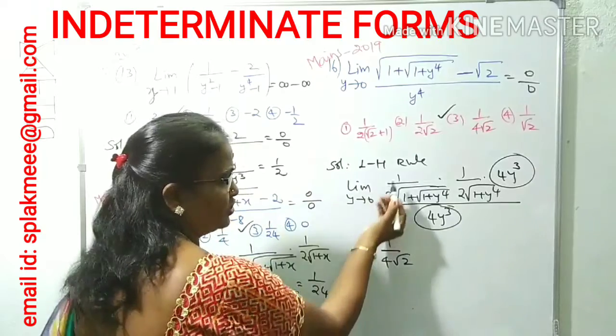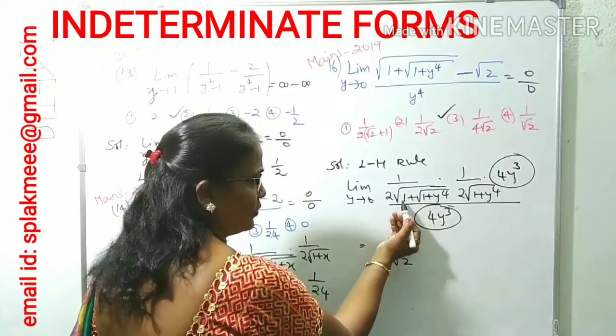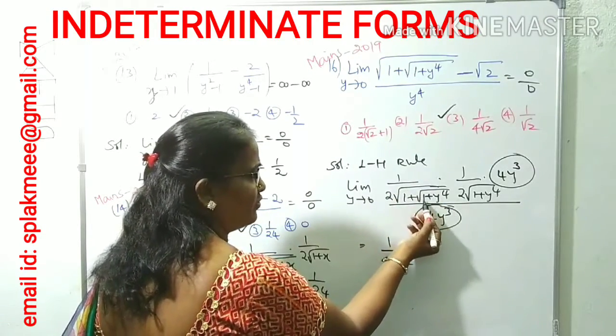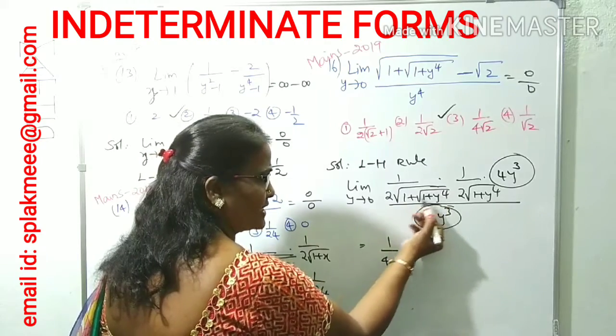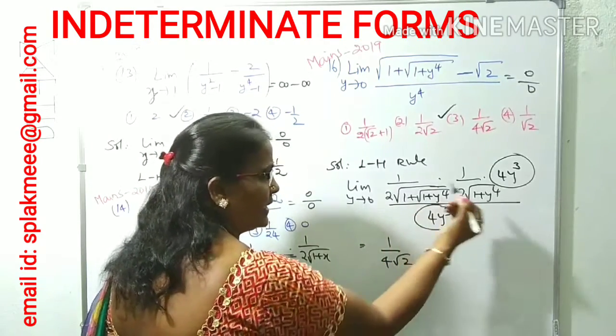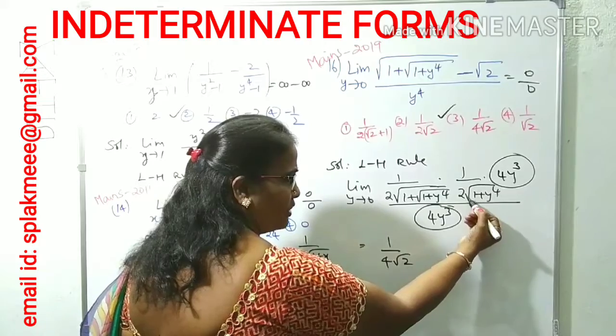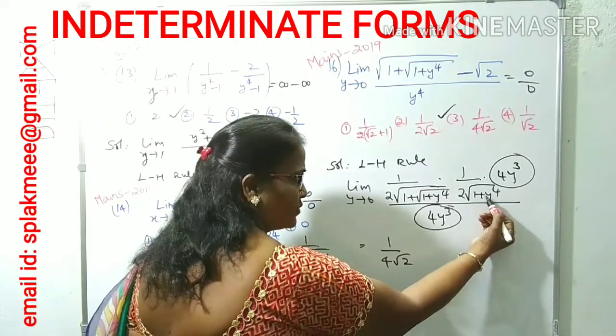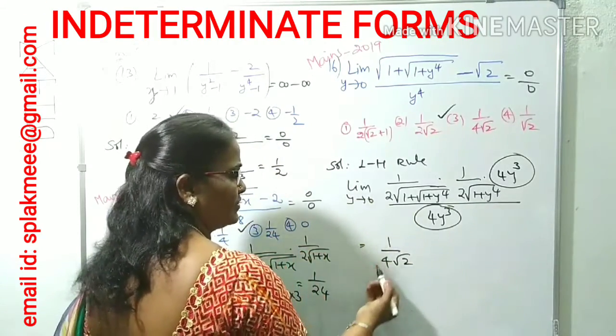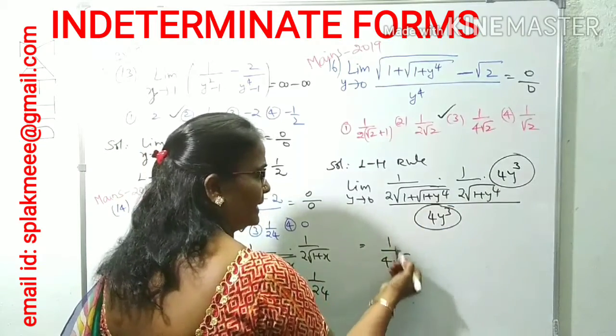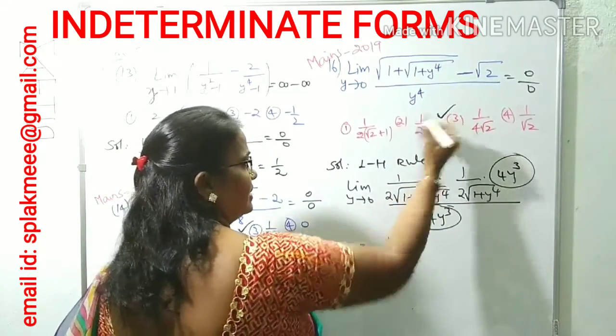Now what will be left over? 1 by 2 into under root 1 plus, what is the y value? 0. 1 plus 0 is 1. Root 1 is 1. Root over 1 plus 1 is root 2. Again here root over 1 plus 0, root over 1 plus 0 is root 1. Root 1 is 1 only. That's why no need to write that one. 2 into 2, 4 into root 2. Which option? That is the third option.